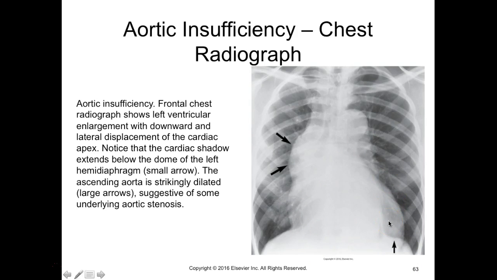So notice the cardiac shadow extends below the dome of the left hemidiaphragm, and the ascending aorta is strikingly dilated. So this is your ascending right here. It's huge, suggestive of some underlying aortic stenosis. Yikes.